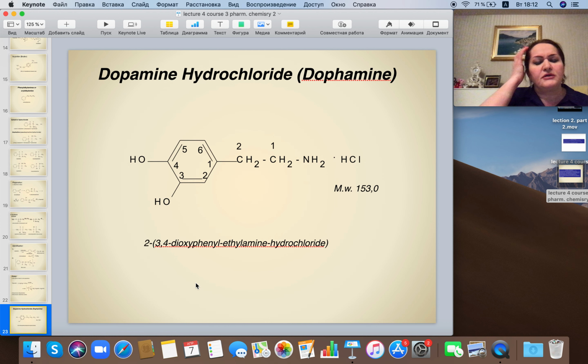The second preparation, which belongs to phenylalkylamines, but if we say exactly, to orthodeoxyphenylalkylamines, is dopamine, and you can see the structure. The chemical name is 3,4-dihydroxyphenylethylamine hydrochloride, and it is used in medicine as hydrochloride. Dopamine is a dopaminergic preparation used in different heart diseases.